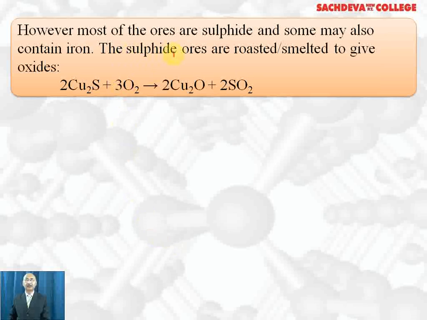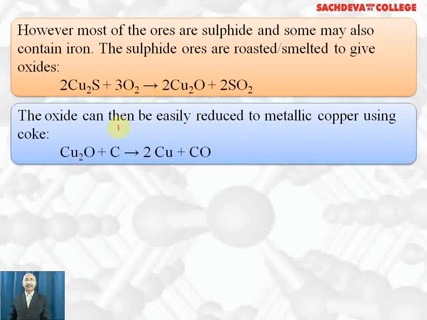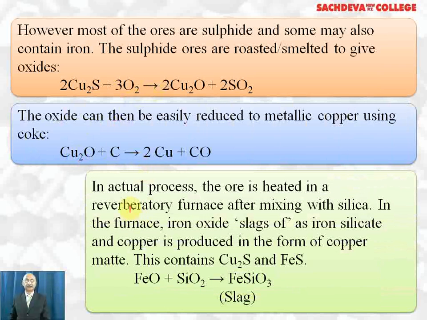However, most of the ores are sulphides and some may also contain iron. So sulphide ores are roasted and smelted to give oxide. 2Cu2S plus 3O2 gives you 2Cu2O plus 2SO2. The oxide can then easily be reduced to metallic copper using coke. Cuprous oxide plus coke gives 2Cu plus carbon monoxide. In the actual process, the ore is heated in a reverberatory furnace after mixing it with silica. In the furnace, iron oxide, which is basic in nature, reacts with the acidic flux, that is silica, to form iron silicate, which is removed as slag. This is the reaction which is taking place.